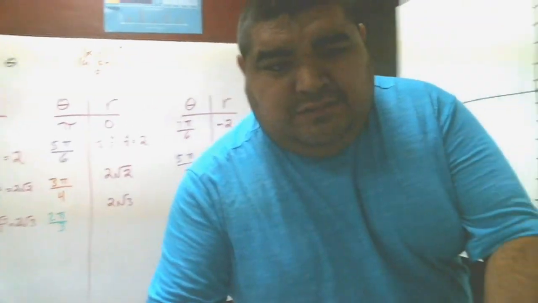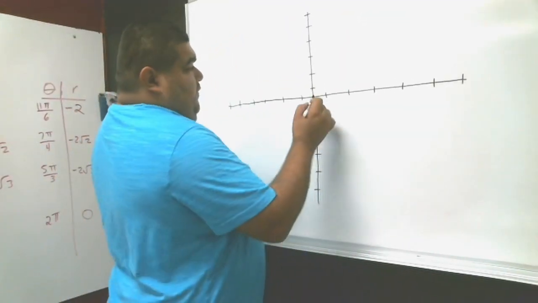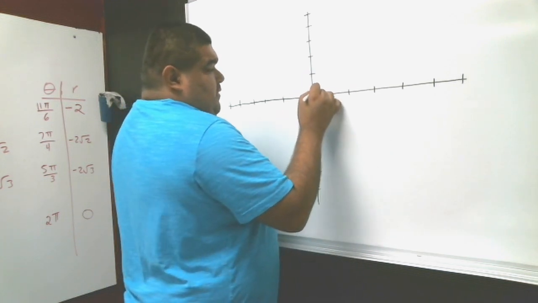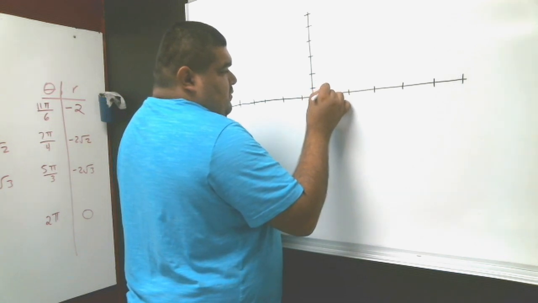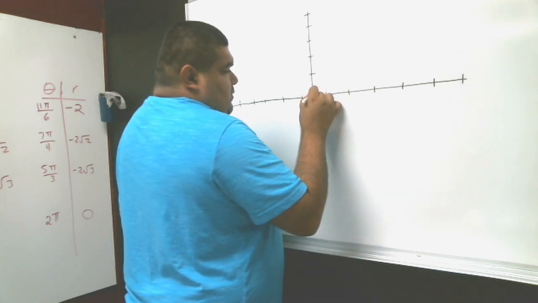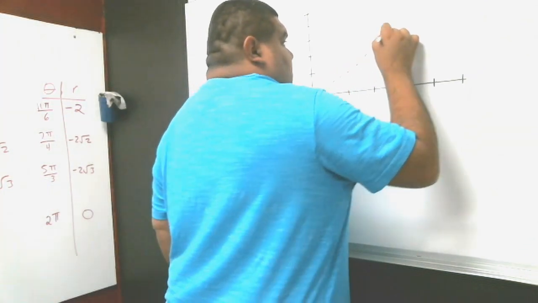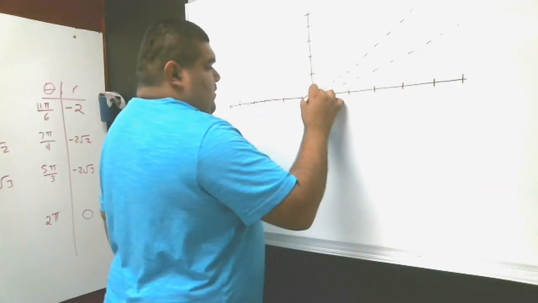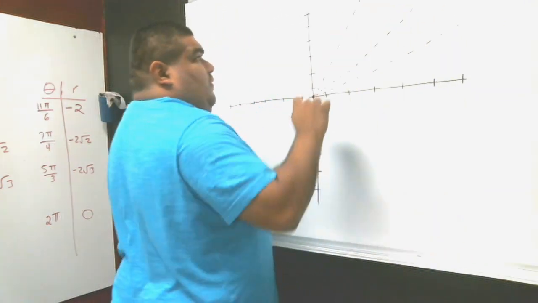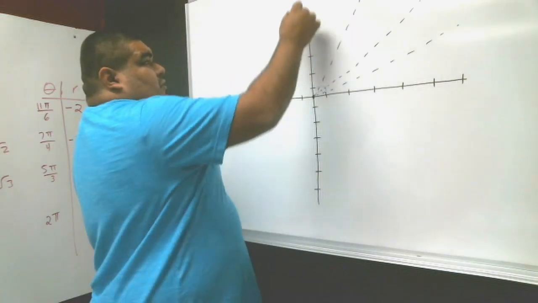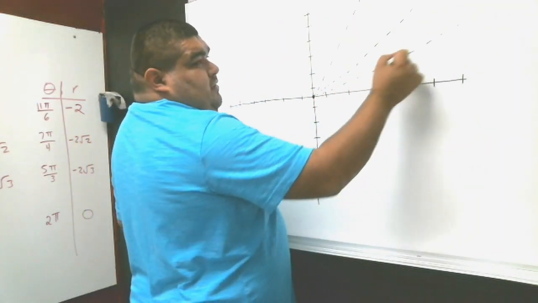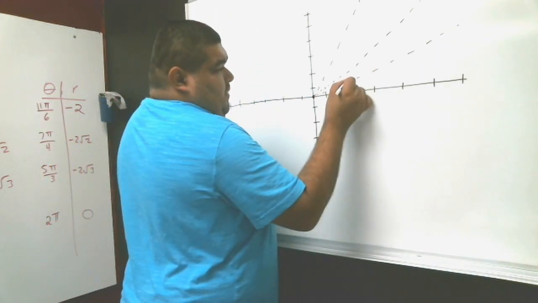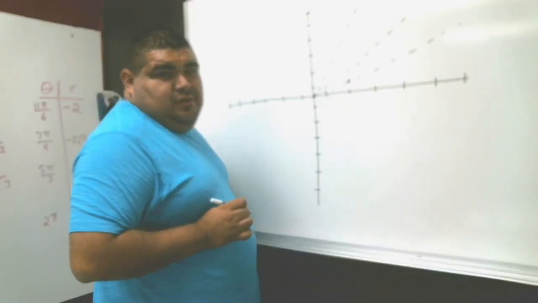So pi over 6 is roughly, if we want to do those 3 little lines in there, we have our 45, we have our 30, and then we have our 45, or I mean our 60, and then our 90, okay? So this first line at 30, we said we were going to go 2. So we go to 2, and we make our dot, okay?